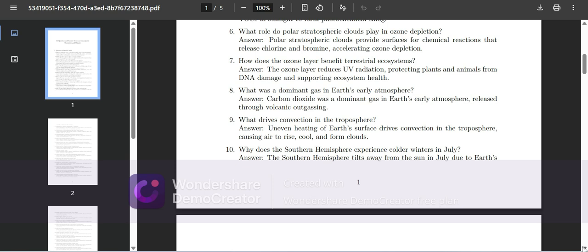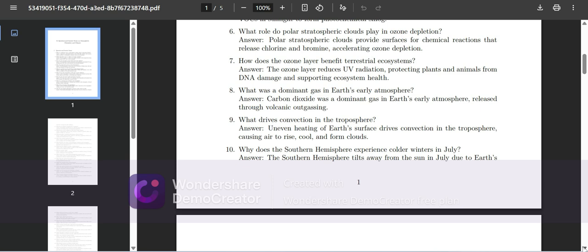How does the ozone layer benefit terrestrial ecosystems? The ozone layer reduces UV radiation, protecting plants and animals from DNA damage and supporting ecosystem health.